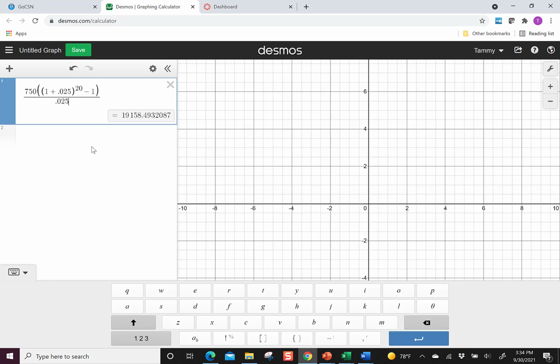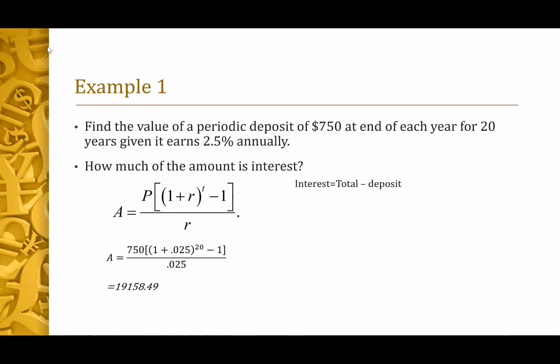$19,158.49. What if we wanted to know how much of this amount was interest? So of this $19,158.49, what did we put in and what did we earn?